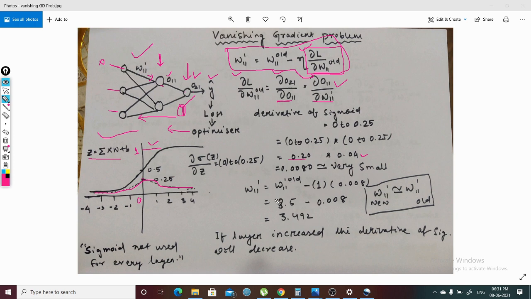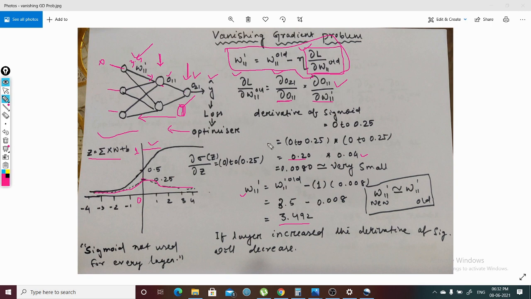Initially, supposedly we have taken 3.5. So 3.5 is the weight, and we have used the sigmoid function in all layers, so no significant change actually happens. It hardly changes any value. 3.5 used to be the initial weight, but after calculating the weight update, it is giving 3.49. So it hardly changes any value, meaning the new weight is nearly equal to the old weight.